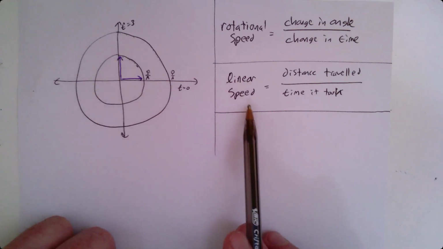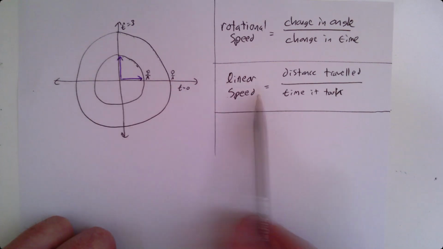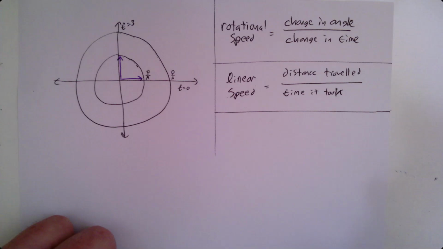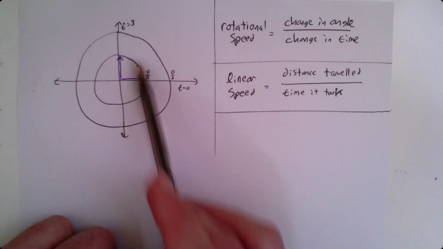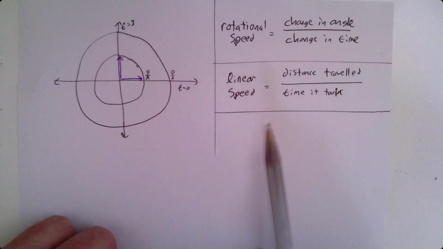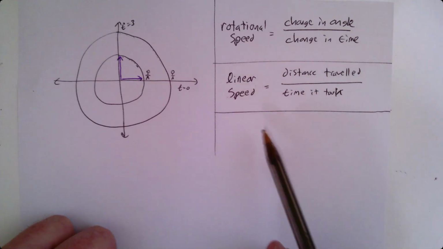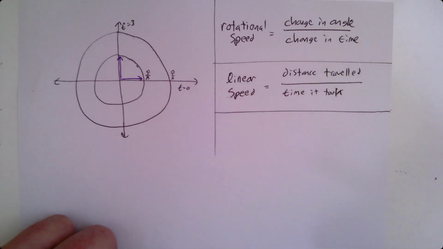If you're thinking, wait, why are we calling it linear speed if we're not walking in a line? That's a great thought. We are walking along part of a circle, but we still call it linear speed. Sometimes it's called tangential speed. Okay, so let's look at how these things are different.